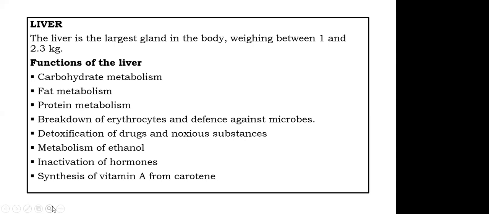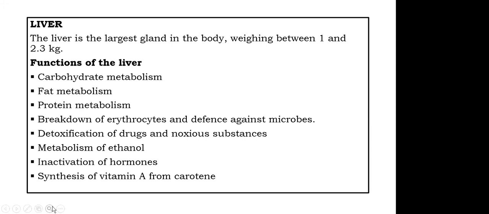And I will talk about the liver. Liver is the largest gland in the body. It weighs about 1 to 2.3 kg. Now we'll talk about the functions of the liver. What does the liver do? Liver has various functions. It's an extremely active organ. Some of its functions have been described, and I'll only be talking about what the function does.